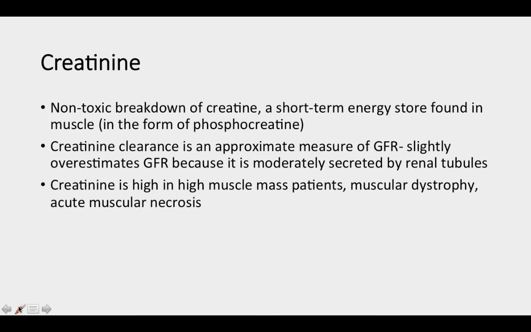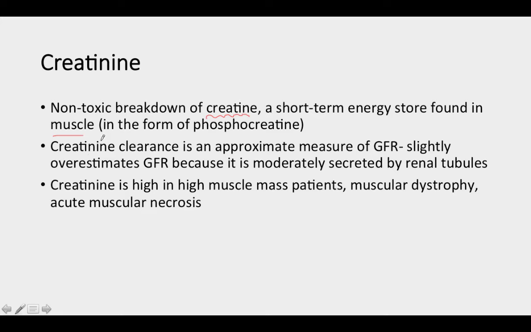So, creatinine is a non-toxic breakdown product of creatine. This is a short-term energy store found in muscle. A lot of you may know, just on a quick side point, that a lot of people who are bodybuilders or weightlifters use creatine supplements to help build muscle. The way this works is simply by providing more short-term energy stores, allowing them to lift more weight. That way, they are not deriving their energy stores from destroying muscular proteins.